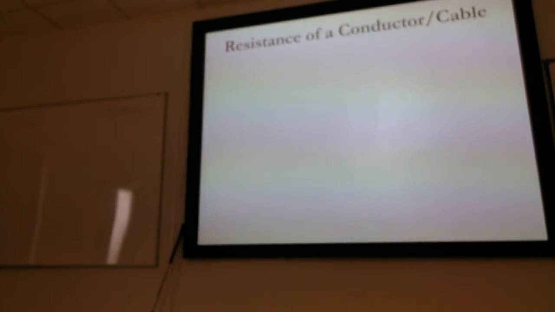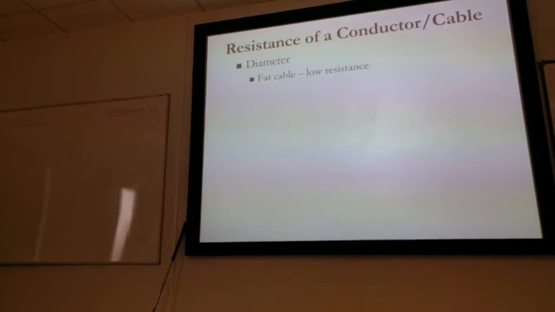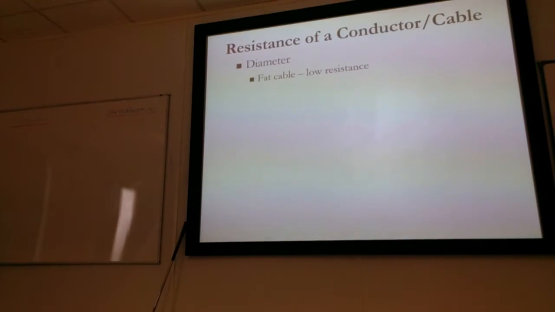Now, the resistance of a conductor or a cable, the resistance is directly proportional to the diameter. If we think about it, a fat cable has low resistance. Use the analogy of water again, and replace the volts with our water. If we're going to put that 1,000 litres of water down a 1 metre pipe, there'll be very little resistance. Try putting 1,000 litres down a drinking straw and see how much resistance you get. It'll take forever to do the job. So thin cable, higher resistance.